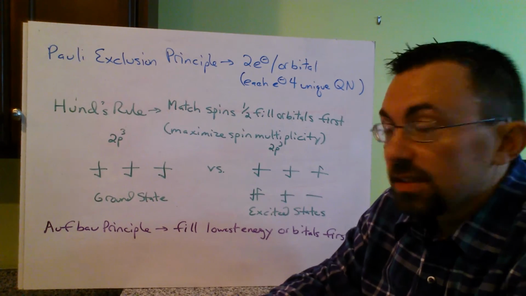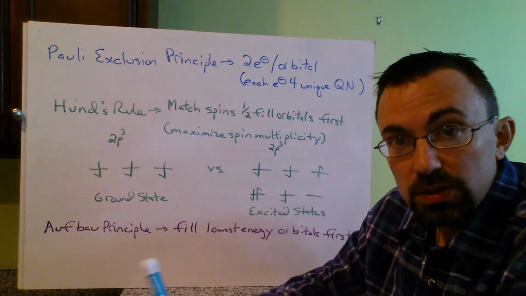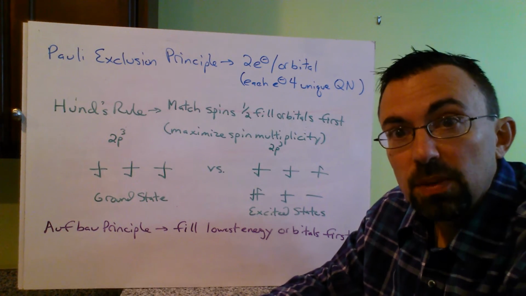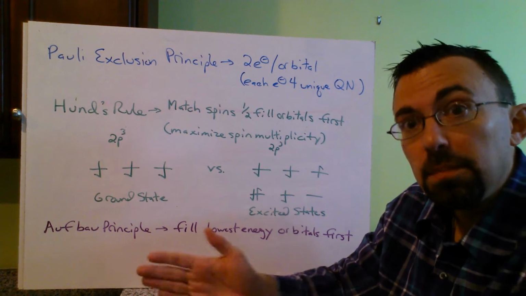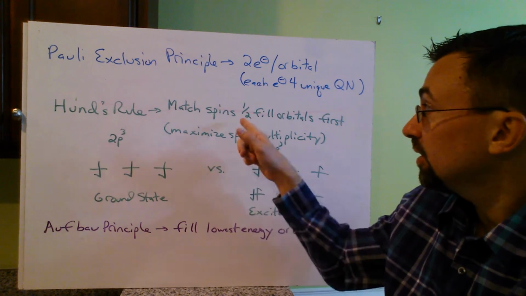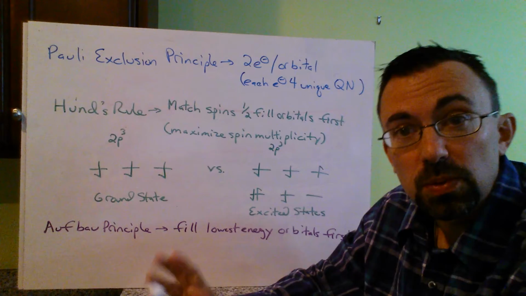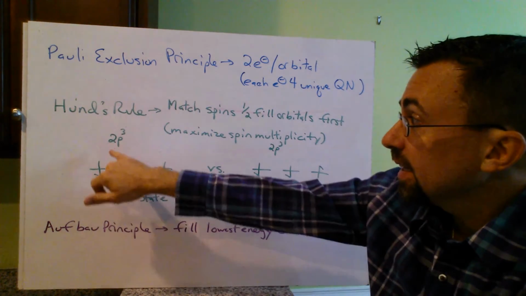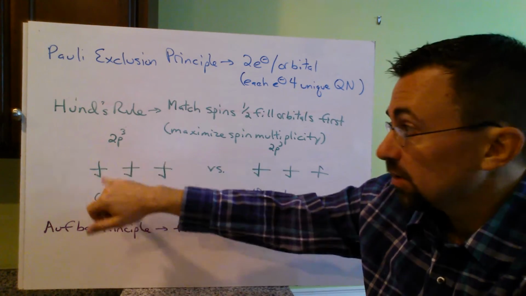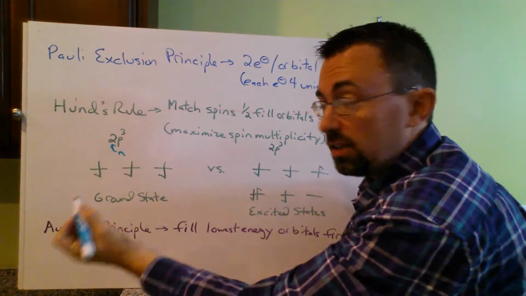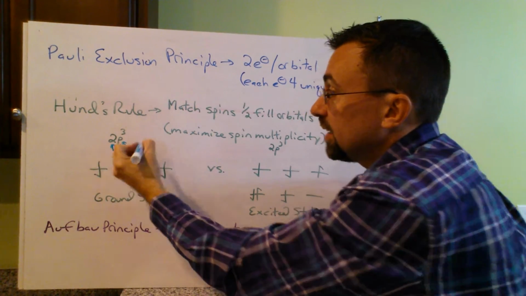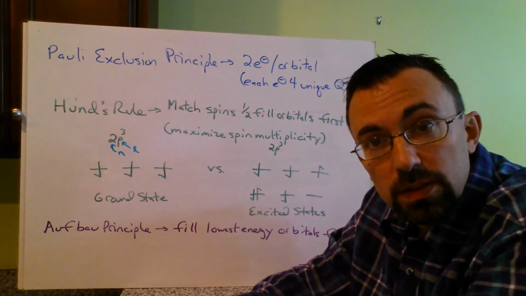The second rule we're going to look at is Hund's rule, and the real rule is you want to maximize spin multiplicity, but the take-home message is you're going to half fill every orbital in a subshell and match spin. Half fill, match spin. So what does that look like? Well, if we were to take, say, a 2p subshell, remember that first number is our principal quantum number, our shell, and the letter represents the second quantum number, or the subshell.